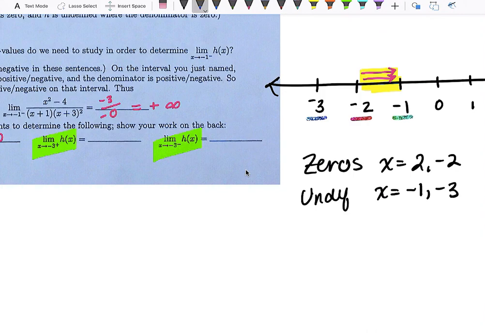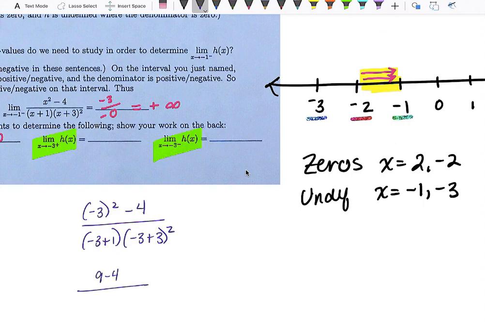So we're going to look at x squared minus 4, but now we're plugging in -3 squared minus 4 all over -3 plus 3 squared, right? And we're going to look at what's happening to this. So we get 9 minus 4 in the numerator, and in our denominator we get -2 and a 0 squared.